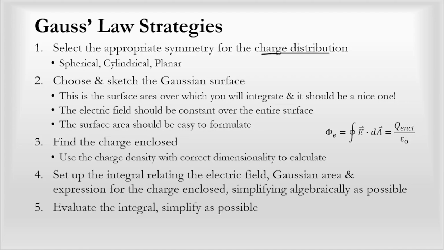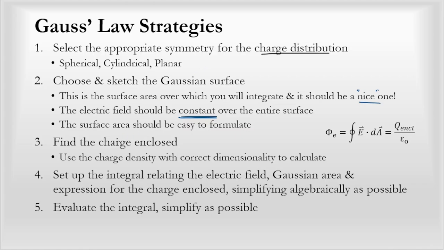So I like making sure that you choose and sketch the Gaussian surface so it's very clear to you what the surface is. And it should be a nice one, nice being that we know how to formulate the area of it. The electric field, most importantly for the Gaussian surface, should be constant over that whole entire surface. You can't use a cylinder around a sphere because the electric field won't be constant over that cylinder. So make sure the electric field is constant over the surface. And again, the surface area should be easy to formulate. We're doing spheres or cylinders or boxes.